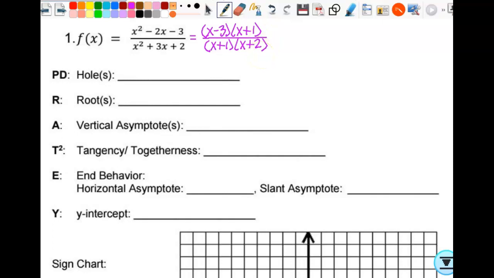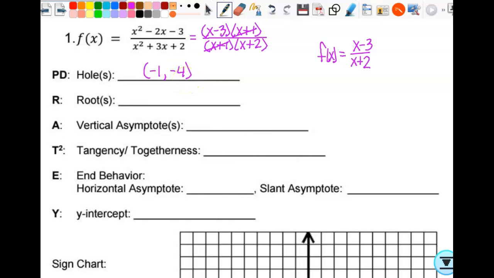So do I have point discontinuity? Yes, I do. So I'm going to cancel that out. That makes the x value of the hole -1. And then my reduced function is x minus 3 over x plus 2. So I substitute in the -1. That'll give me -4 over 1, which is just -4.